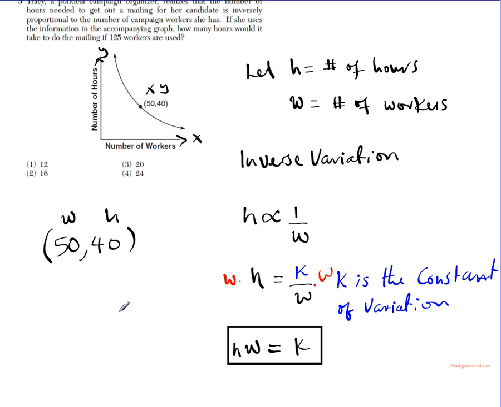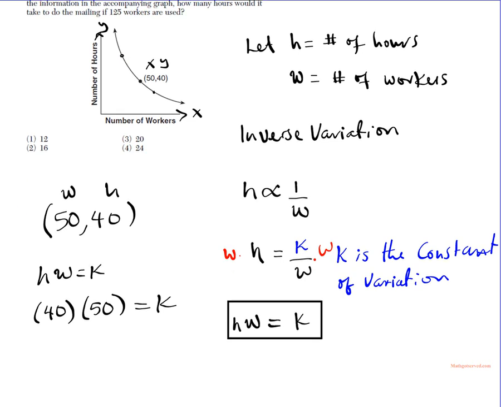So can I use these two quantities to find my constant of variation? Absolutely. See this equation right here? It tells me h times w is always going to be constant. So 40, which is the value of h, times 50 is always going to be constant regardless of where you are on this graph. If I multiply them together, my constant of inverse variation is going to be 2000. So if I pick another point and I know one of the components, I can always find the other one. So this question says, wait a minute.